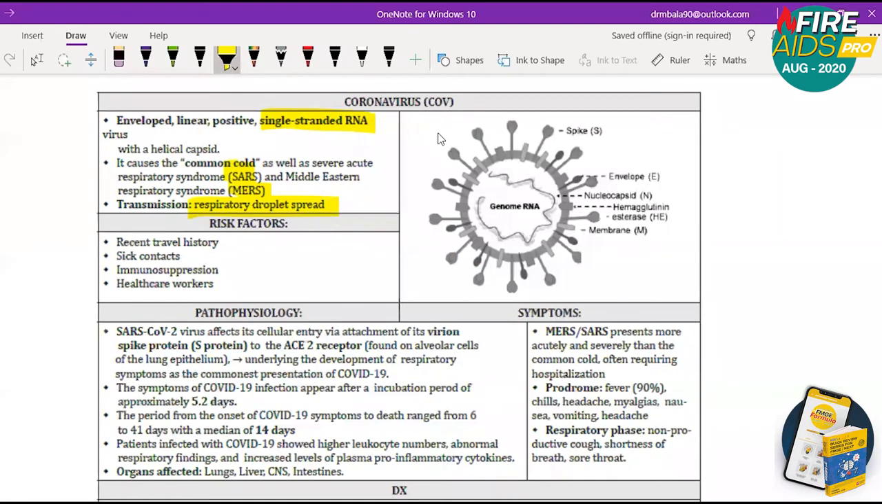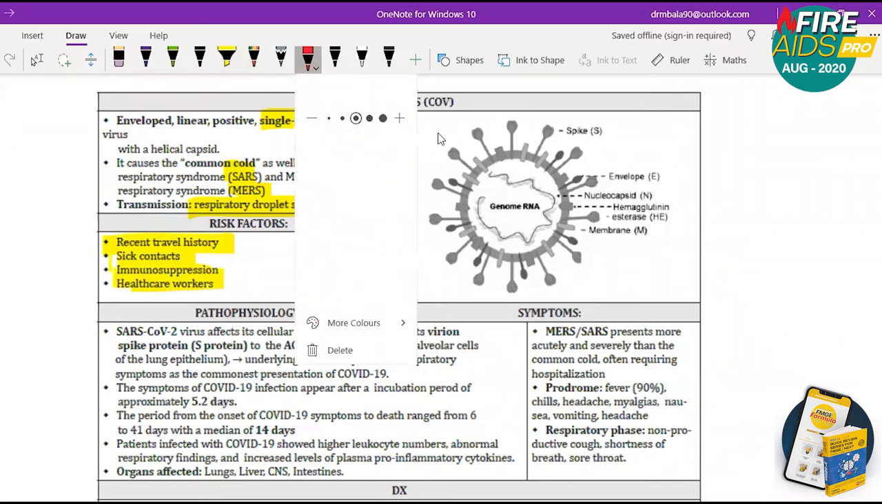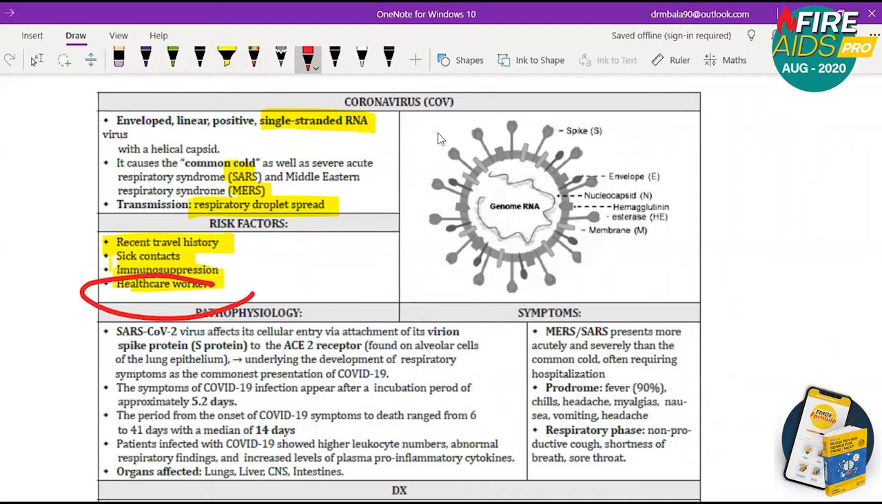So risk factor, we know recent travel history. That's what is going on right now. Recent travel history, sick contacts, immunosuppression, and healthcare workers, out of which I think we are really in the high risk category, healthcare workers, for the meantime.